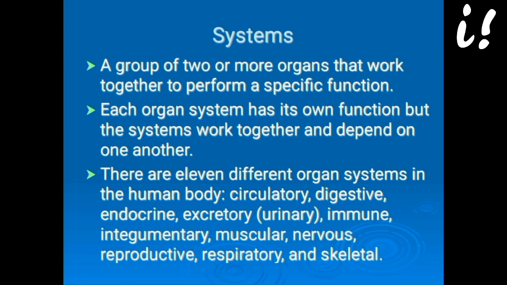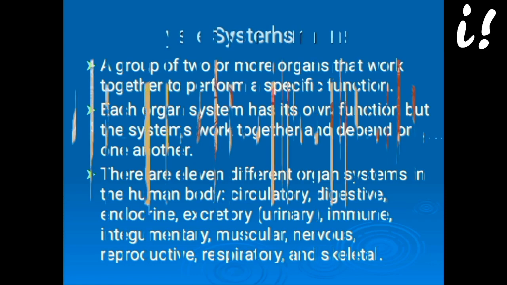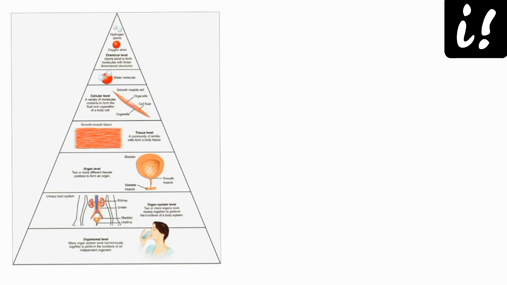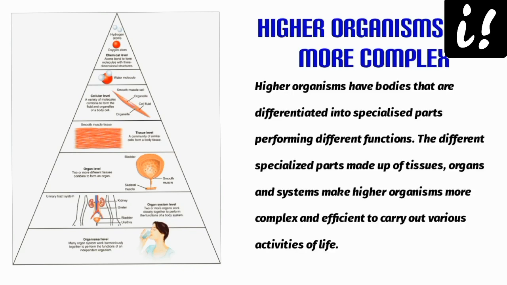So, when various systems come together, it forms an organism. An organism is any living thing that is capable of growing and becoming complex. They are capable of metabolizing nutrients and reproducing. Now, they could be single or multicellular. Now, there is gradual complexity from cell to the highest level. Higher organisms have bodies that are differentiated into specialized parts.